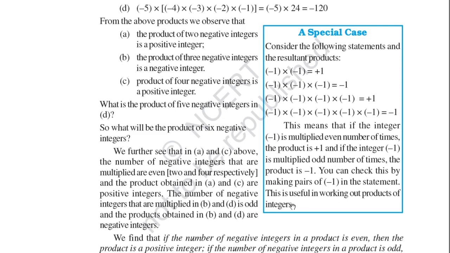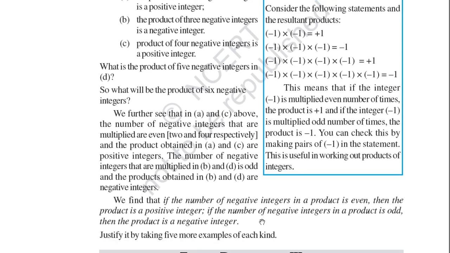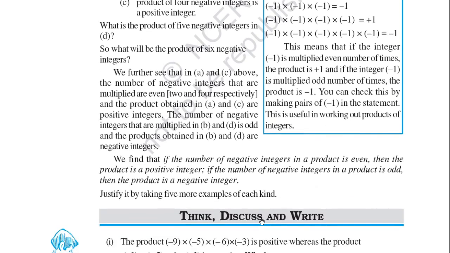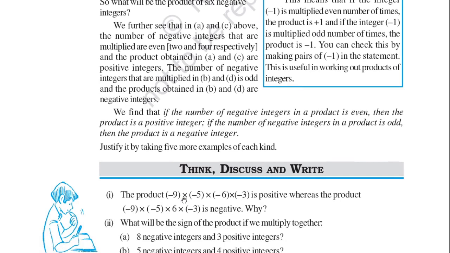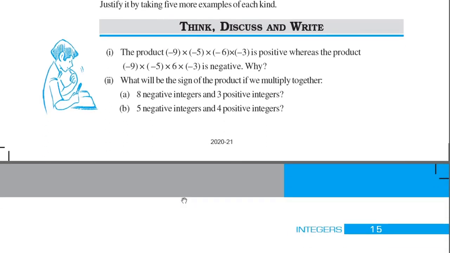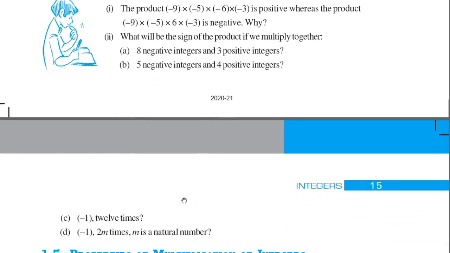You can check this by making pairs of minus 1 in the statement. This is useful in working out products of integers. So we find that if the number of negative integers in a product is even, then the product is a positive integer. If the number of negative integers in the product is odd, then the product is a negative integer. So it is clear. Justify it by taking 5 more examples of each. So you can try out these examples. Very easy examples are there.